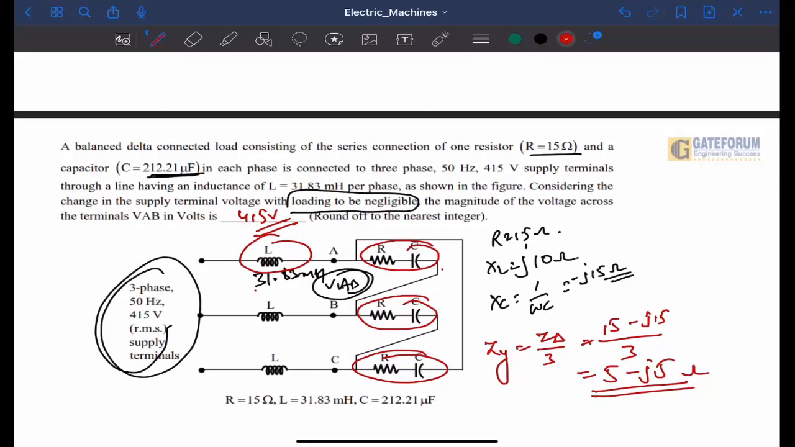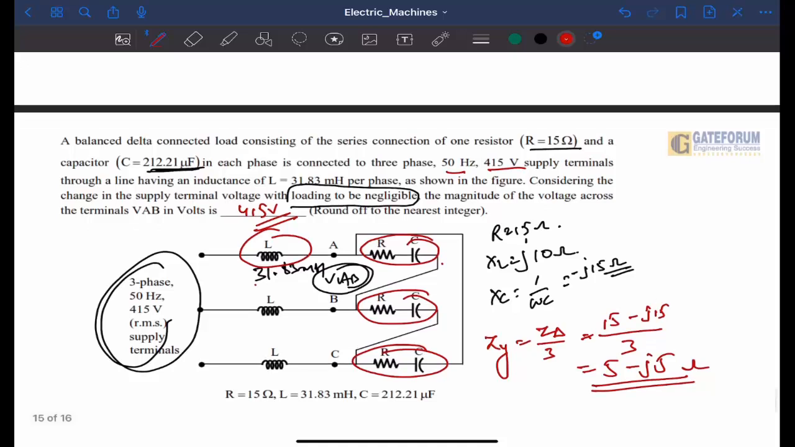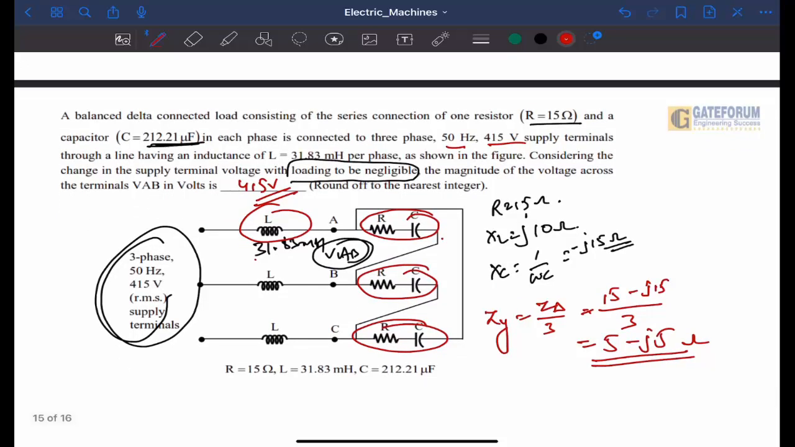Okay, so a balanced delta connected load consisting of a series connection of one resistor R equal to 15 ohm and the connected capacitor is this much, and the supply voltage is 50 hertz and 415, okay, and inductance connected in series, then we can calculate the voltage at A and B terminal and it will be equal to 415. Okay, it will be 415.